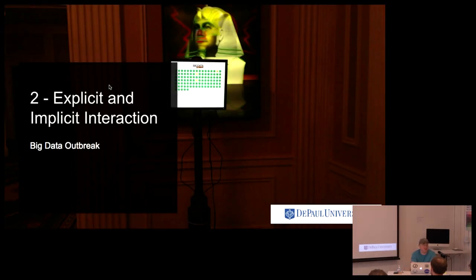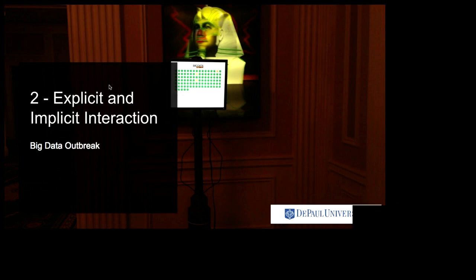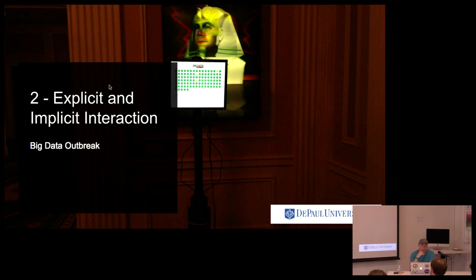The second thing I want to talk about is explicit and implicit interaction. The way that users engage with devices can be explicit or implicit. Explicit means of interacting with a device involve intent, in that the user must actively and purposefully engage with the device. Implicit interaction, on the other hand, is where the user is simply going about their daily lives and sensors actively collect information and respond to their behavior.